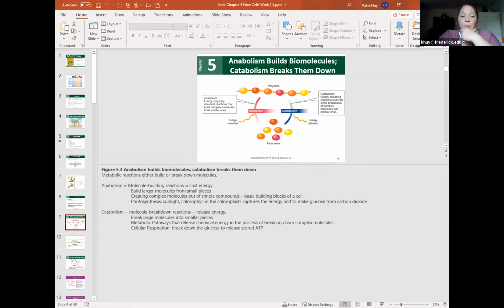Here's that word biomolecules, if you remember that from last week. And those biomolecules, here we have our monomers, and those are the pieces that make up the chain of polymers. So what we can see is that this is a protein.